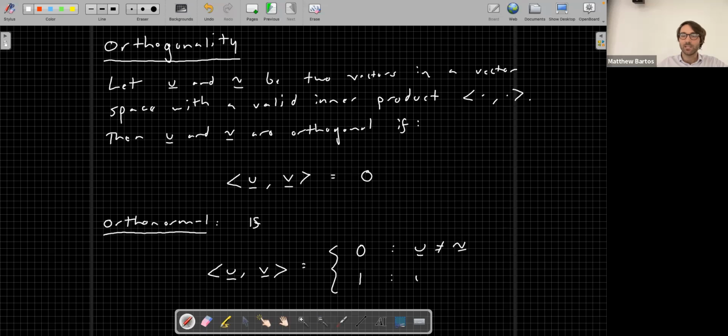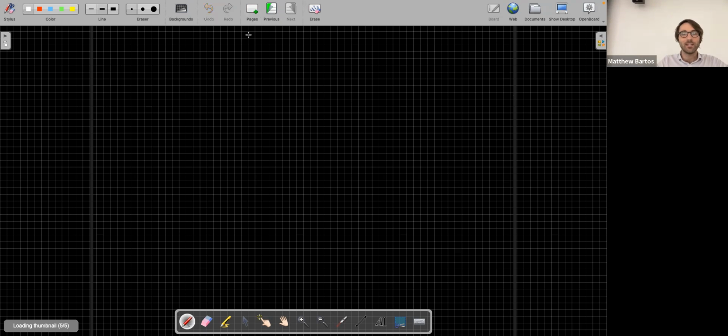And if u is equal to v, i.e., we take the inner product of u with itself or v with itself, we get 1. Okay, so a set of two vectors is orthonormal if each vector is unit norm and is orthogonal with the other vector. Okay, so let's go through a couple examples of vectors that are orthogonal and or orthonormal.